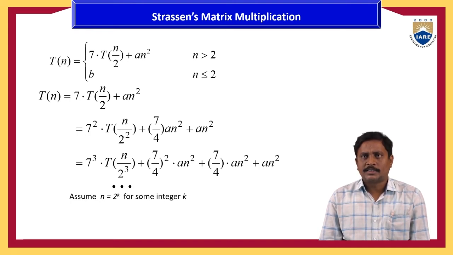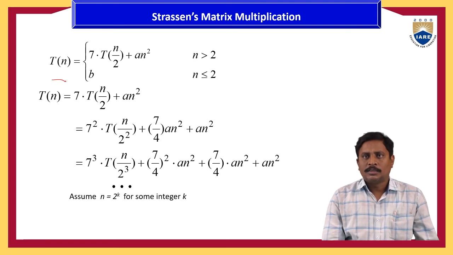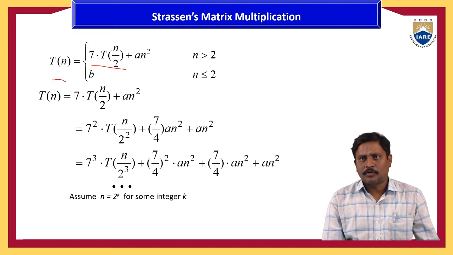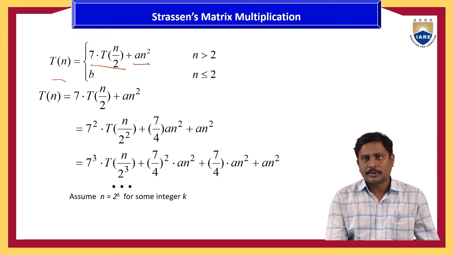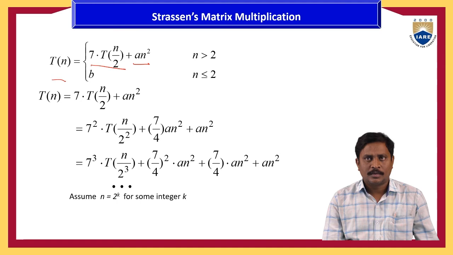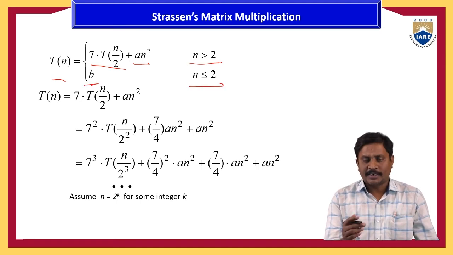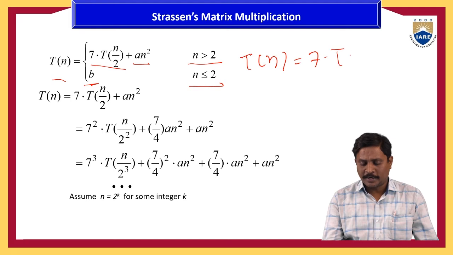So how do we calculate this time complexity? Here T of n equals 7 into T of n by 2. We use 7 multiplications, so write 7 into T of n by 2, plus a n square. This is for the additions or subtractions, which take n square time. B is a constant value whenever n is less than or equal to 2, and this formula applies whenever n is greater than 2. Now T of n equals 7 into T of n by 2 plus a n square.